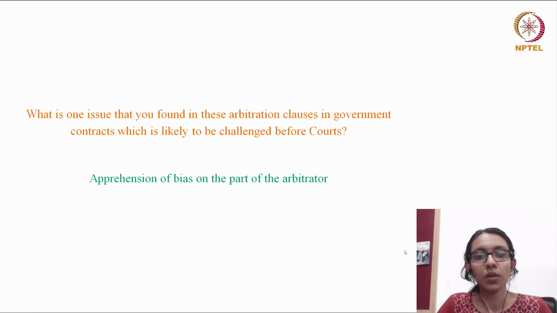Precisely on this ground, which is called apprehension of bias on the part of the arbitrator, there have been numerous challenges of arbitration clauses that have been drafted in government contracts before the courts. In the subsequent slides, we'll be looking into how the judiciary has responded to these challenges.